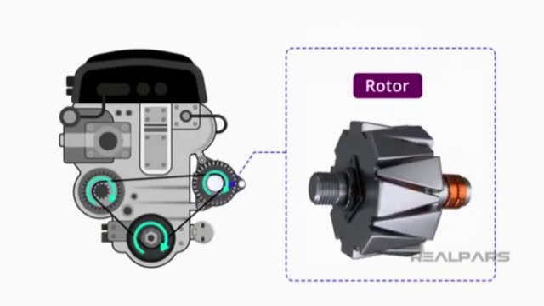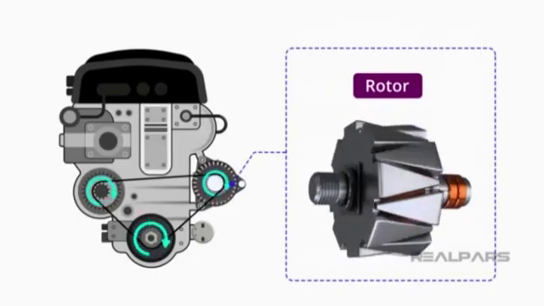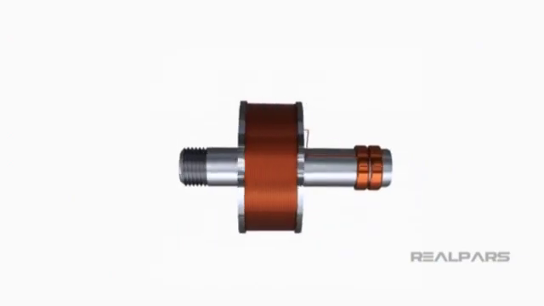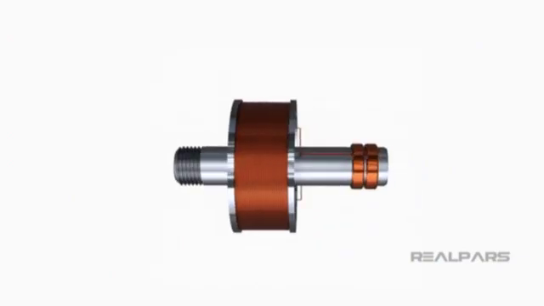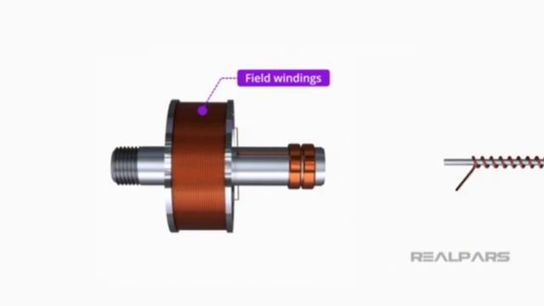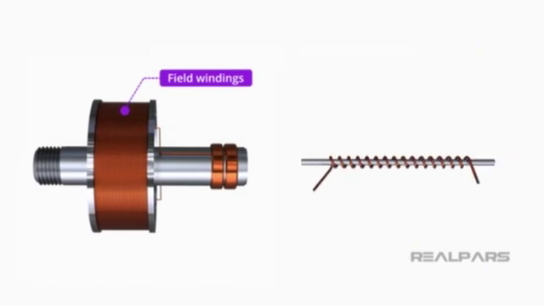A drive belt pulley system spins the rotor on a shaft while the vehicle engine is running. At the heart of the rotor is an electromagnet often referred to as field windings. So what's an electromagnet? An electromagnet consists of a length of conductive wire wrapped around a piece of magnetic metal.